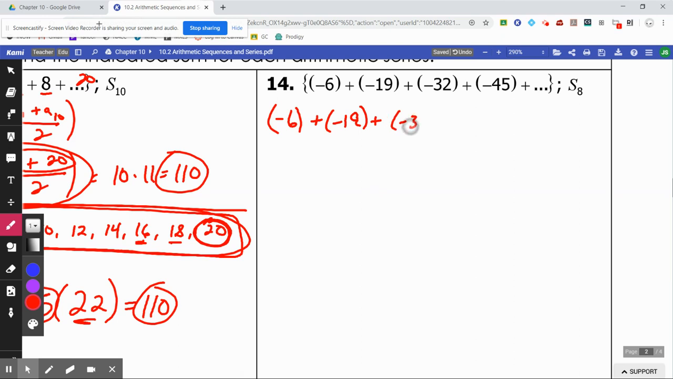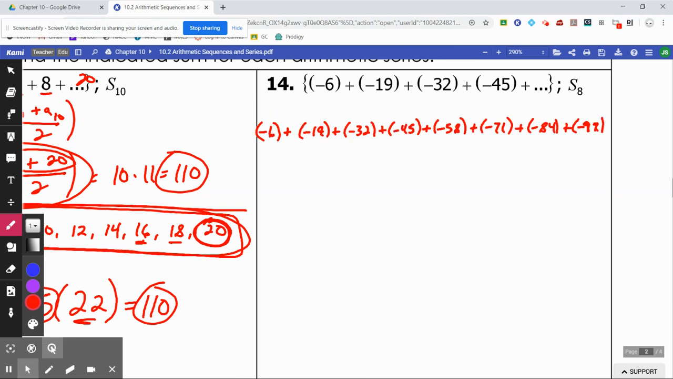Okay, so here, negative 6 plus negative 19 plus negative 32. Now, we've got to figure out what we're adding together, the first 8 terms. So we're going down 13 each time. So I'm just going to list these. Let me space them out a little bit more and list them all. So there's the first 8 terms. Now, since it was such a small number, I didn't mind listing them. I will show you another method. What if I don't want to list them all out? What if I just want to know, boom, what's my 8th term? I'll show you how to do that in a second.